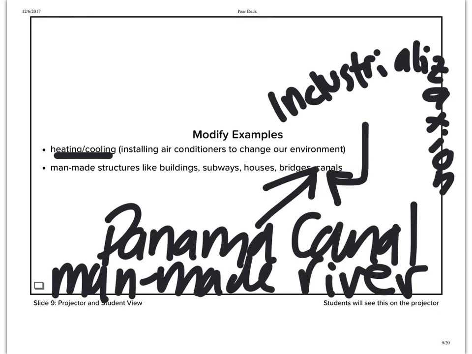Depend, meaning we need the environment. Adapt, meaning we've changed something about ourselves to fit within our environment. And then modify, meaning we are changing our environment.